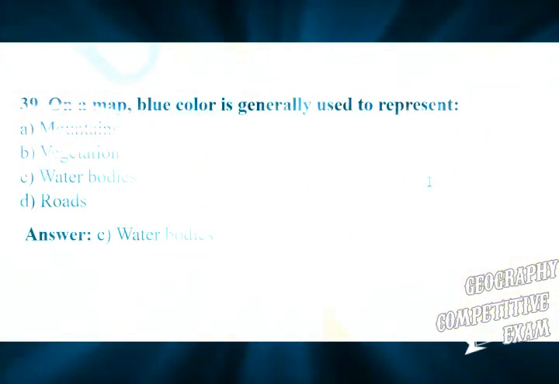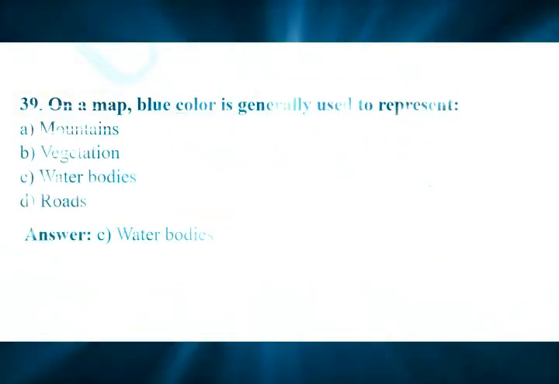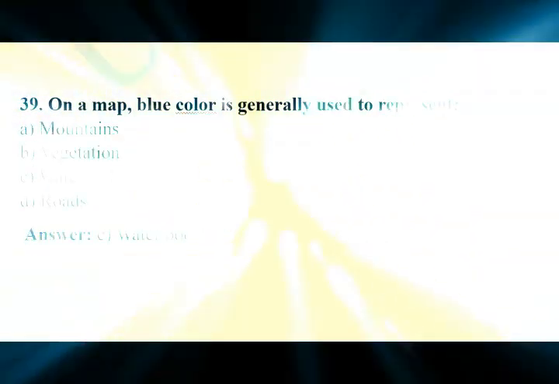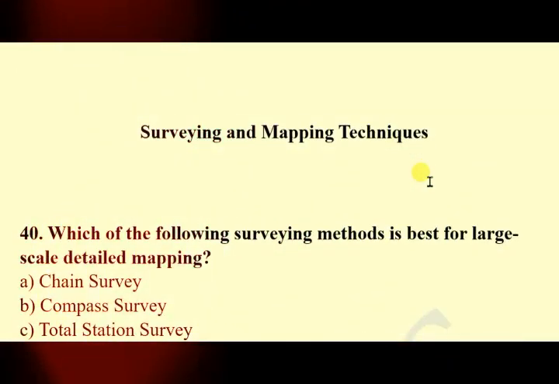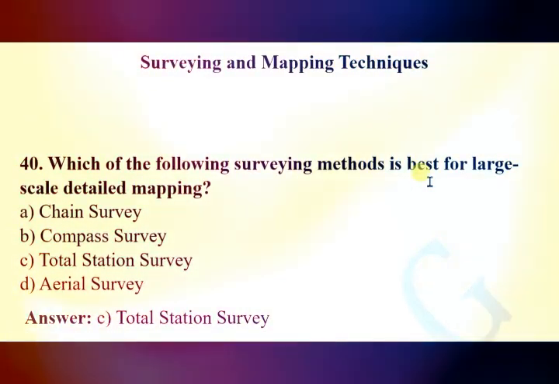Question 39. On a map, blue color is generally used to represent mountains, vegetation, water bodies, roads. Here the right answer will be water bodies. Question category: surveying and mapping techniques.